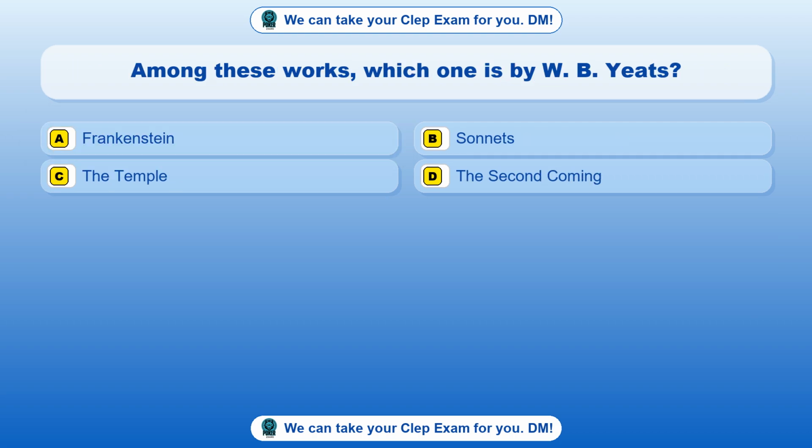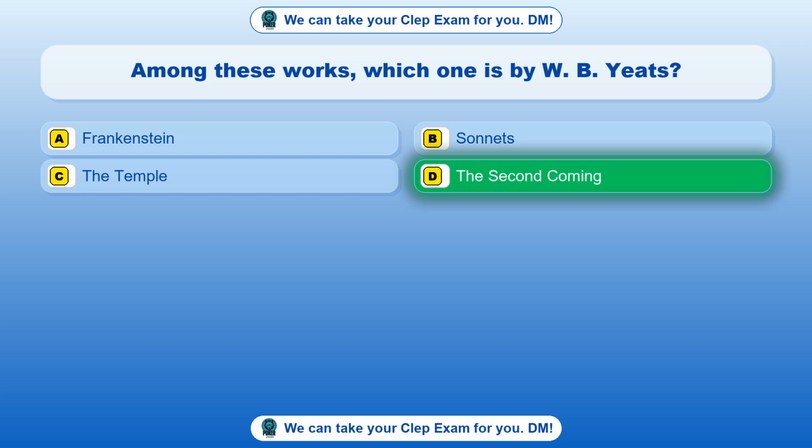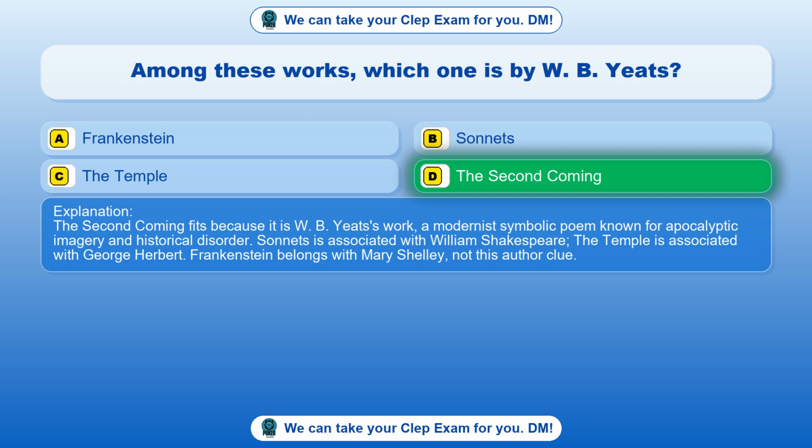Question 41. Among these works, which one is by W. B. Yeats? Option A, Frankenstein. Option B, Sonnets. Option C, The Temple. Option D, The Second Coming. The correct answer is option D, The Second Coming. The Second Coming fits because it is W. B. Yeats's work, a modernist symbolic poem known for apocalyptic imagery and historical disorder. Sonnets is associated with William Shakespeare, The Temple is associated with George Herbert. Frankenstein belongs with Mary Shelley, not this author clue.